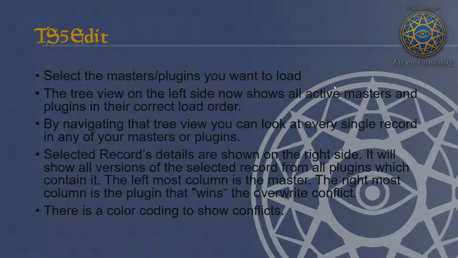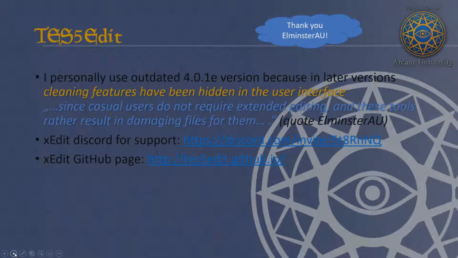So it's important here that you can see every little record. You have a color coding, so you can immediately understand where you have conflicts and where you haven't. In newer versions of TS5 Edit, however, some commands have been removed because, as Elminster EU said, most of the casual users will not require them, and if you use them the wrong way, they might even damage the ESMs or the ESPs. So if you, for instance, remove delete entries, deleting flags, then you could end up with a lot of duplicates. So this is an issue.